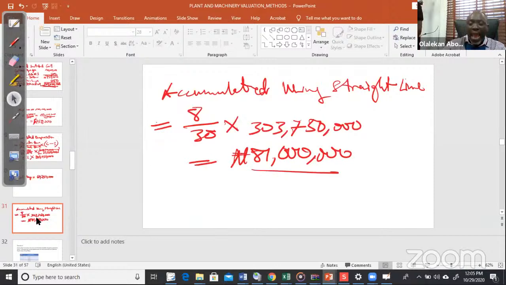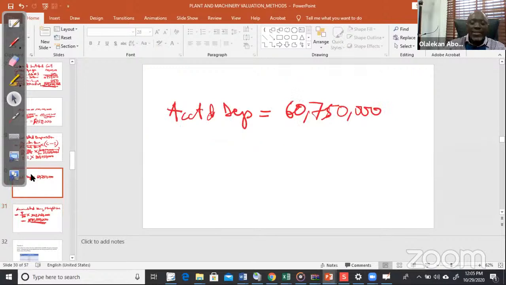Now compare the answer in the straight line method with your answer in hours of production. What do you see that is different? Which one is higher? And why? The straight line method is higher. So why do you think it's higher? That's the justification I need you to establish. Is it not the same method?